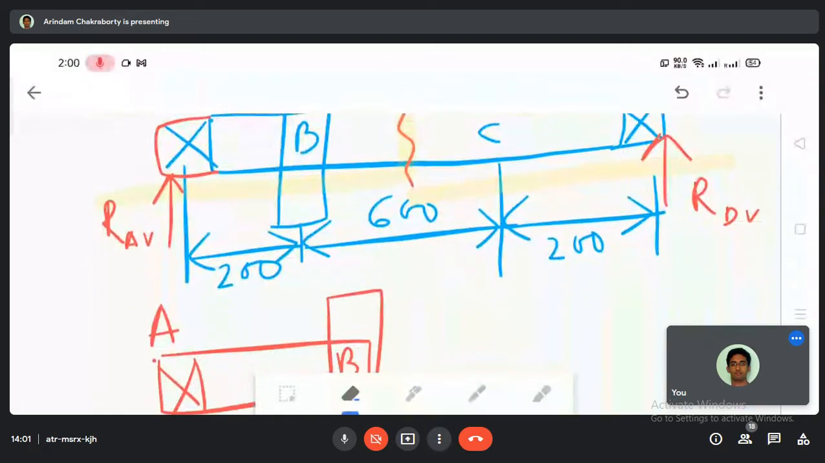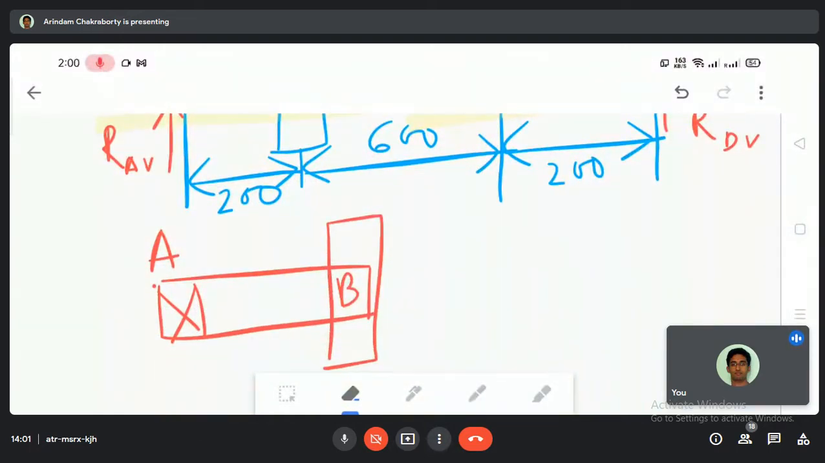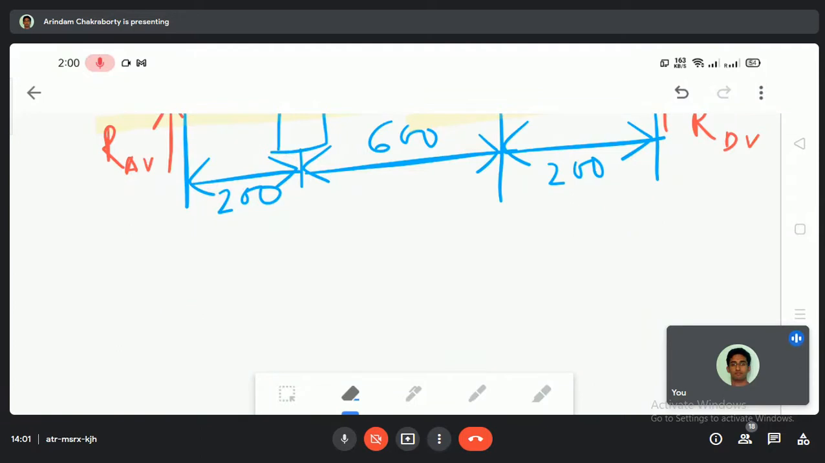Fine. So what can I do? I have to find out the magnitude of RAB and RDB. What I can do is let us find out the moment at point A. So what will happen? It will be P1 plus P2.